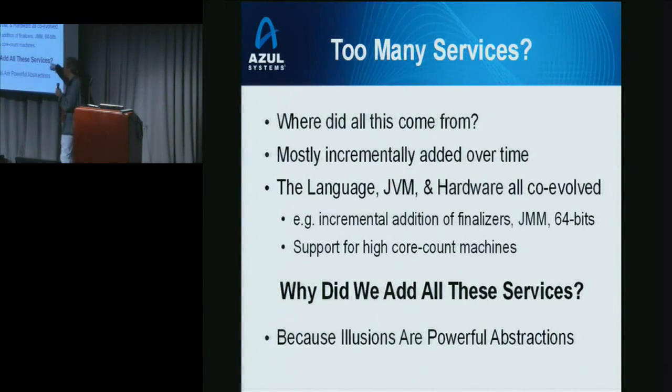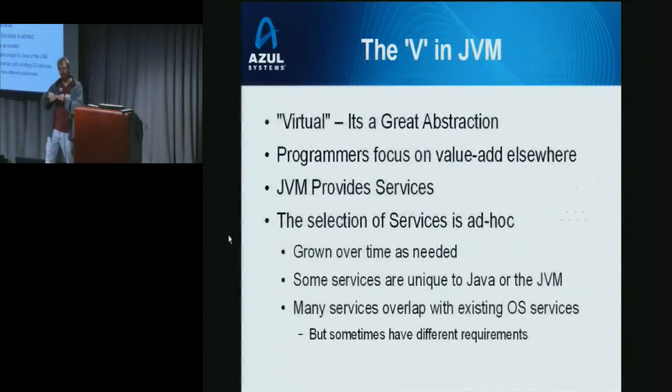The services came, but why did they come? They came because the services provide an illusion, a powerful abstraction. It puts a dividing line between where the JVM engineers innovate and where the writers of Java code innovate, right? So people who are writing Java focus on adding value above the JVM layer, and people who are implementing JVMs provide services below the JVM layer. And that separation is similar to the separation between x86 and the programmers who write software on an x86. It's a great place to draw the dividing line between who's doing which piece of work, right?